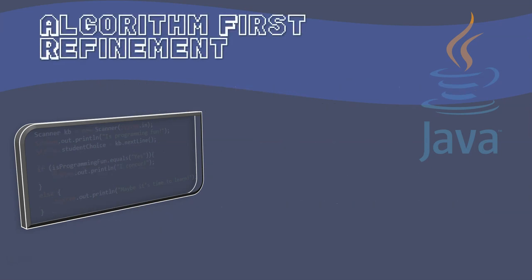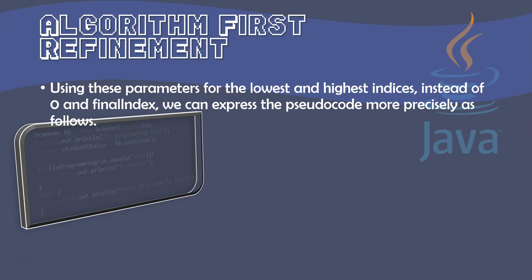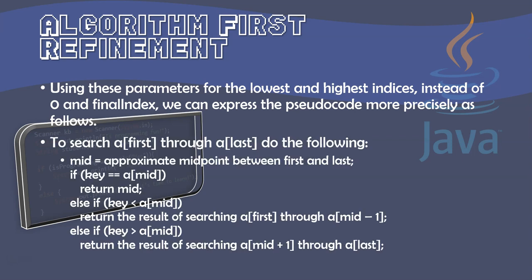So let's go ahead and refine that algorithm. Using these parameters for the lowest and highest indices instead of 0 and final index, we can express the pseudocode more precisely as follows. To search through A of first through A of last, we're going to do the following. We're going to say mid, of course, still that approximate midway point. And if the key is equal to mid, return mid. If it is less than A of mid, return the result of searching A of first through A of mid +1. And otherwise, return the result of searching A of mid +1 through A of last.